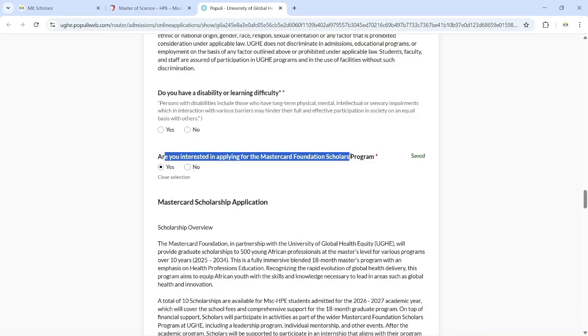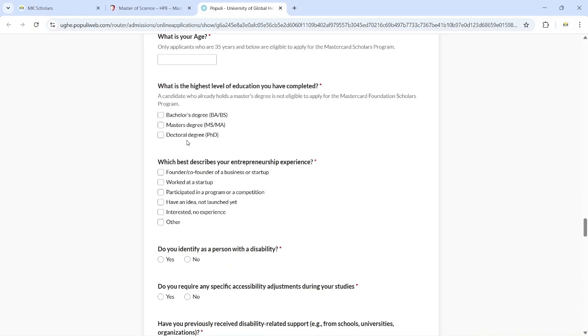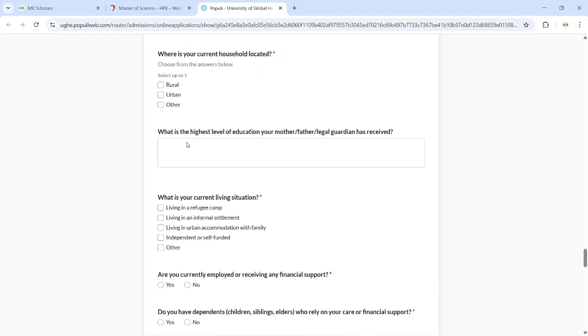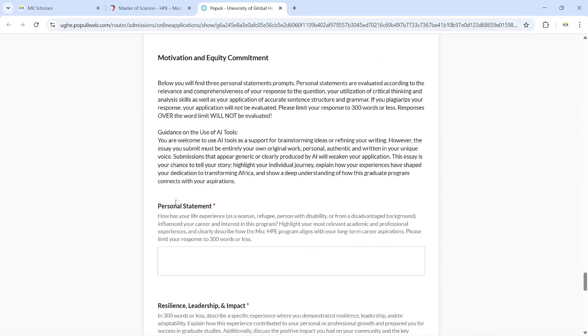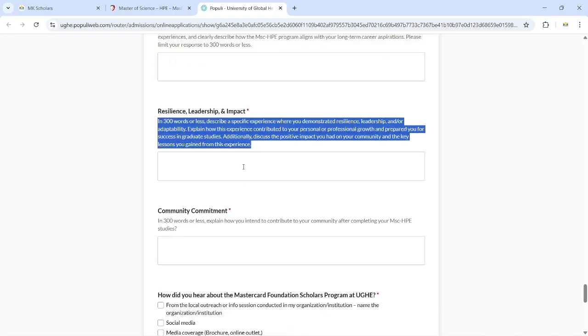Are you interested in applying for the MasterCard? Of course, you have to say yes. And this page will pop up once you say yes. And you see, you have to fill it out, this one. And now you get to the personal statements. These are the 3 personal statements that are required. This one, that one, this one, and this one.